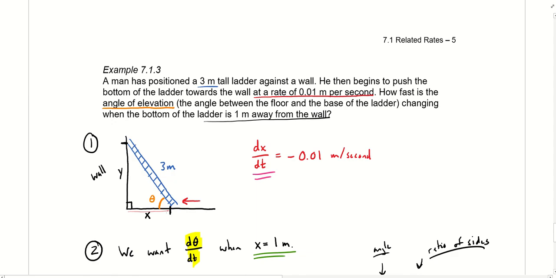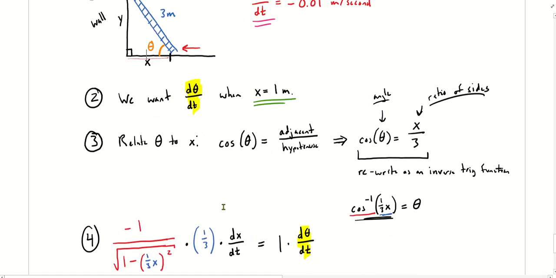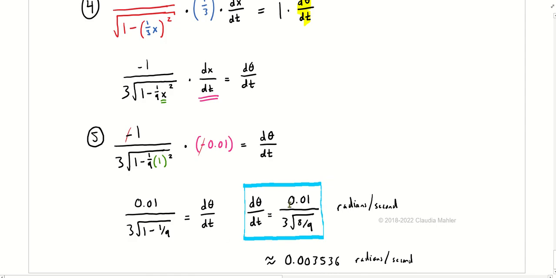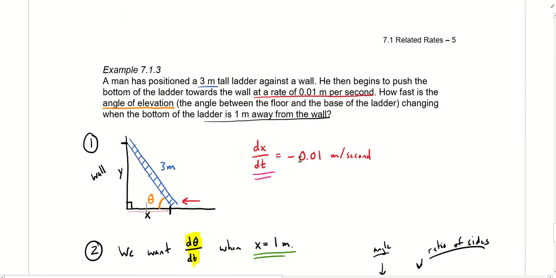And so what's going to happen is as I push, let's draw a couple example ladders here, that angle is going to get a little bit bigger as I push the ladder closer to the wall. So that theta makes sense to have a positive rate of change because it is increasing. Theta is getting bigger, the angle's getting wider. So it makes sense for this to have a positive rate of change here, even though x had a negative rate of change. So it's always a good thing to check just to make sure the sign makes sense with your final answer.